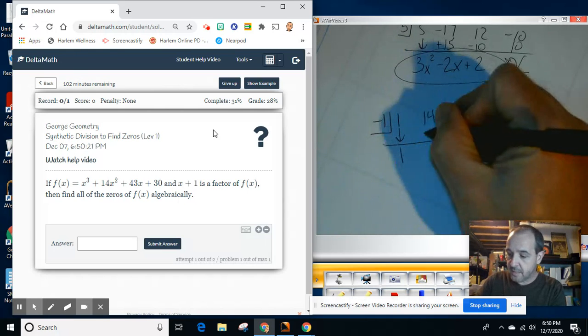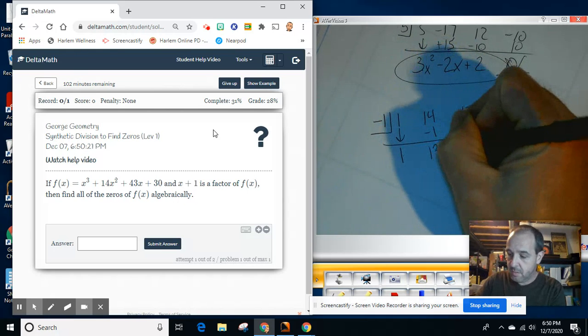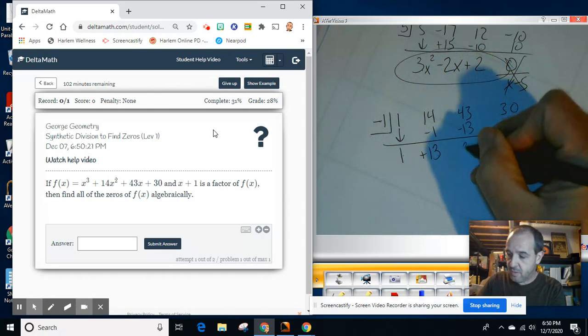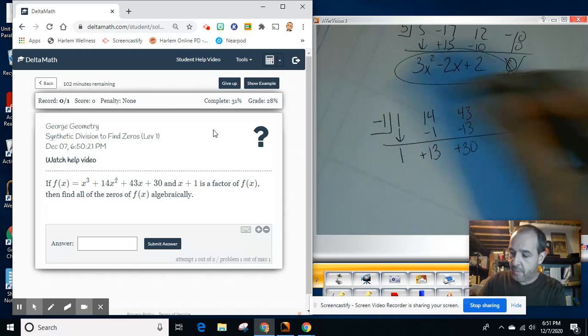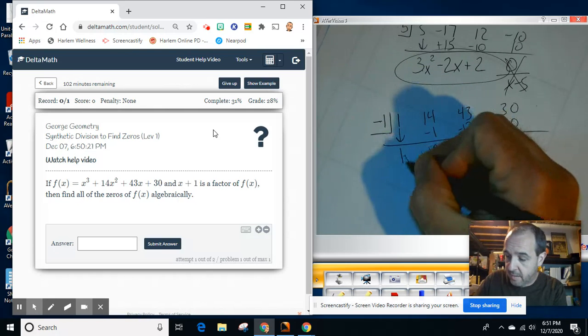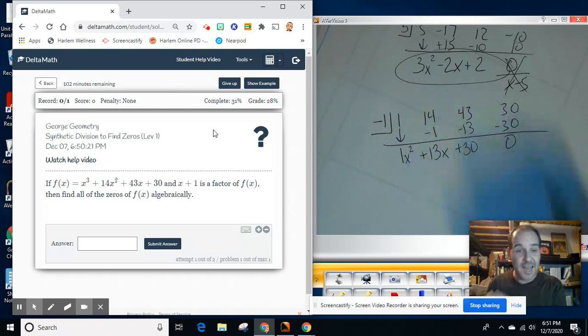Multiply by what's in the box. Add down. Multiply by what's in the box. Add down. Multiply by what's in the box. Add down. Now, hey, I don't have a remainder. That's good. Put my variables back in: x squared and a constant.